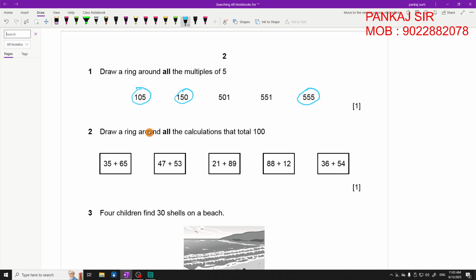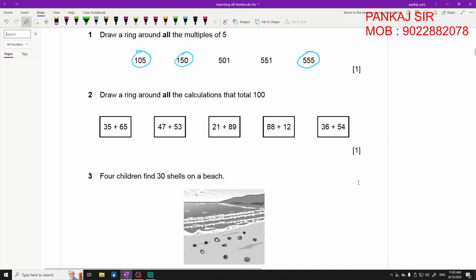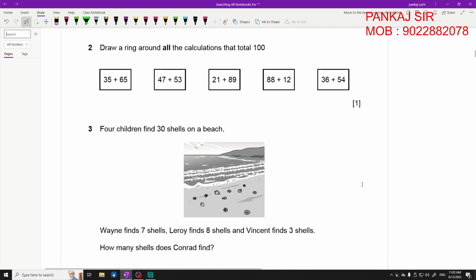Question number 2. Draw rings around all the calculations that total to 100. Now this is simple addition of integers. Now 60 plus 30 is 90 and 5 plus 5 is 10. So this is what makes me the total as 100. 47 and 57. 50 plus 40 is 90, and then 7 plus 3 is 10. 90 plus 10 is 100. This also I'm going to circle.